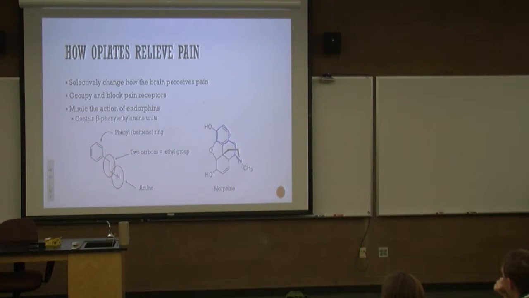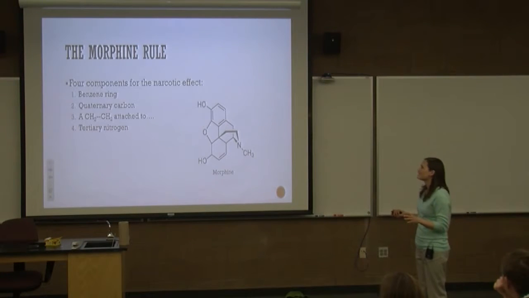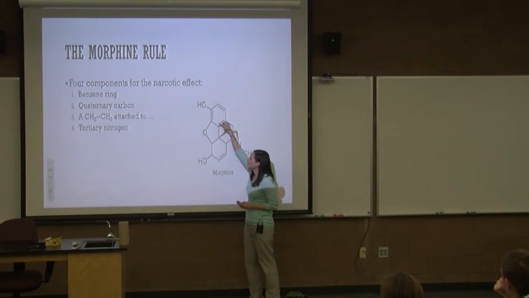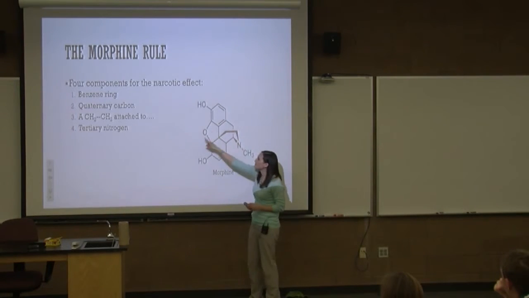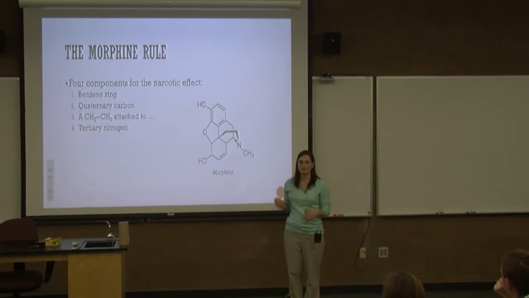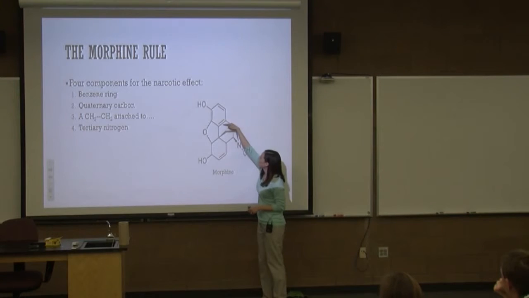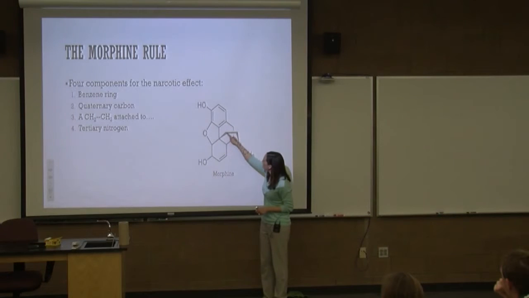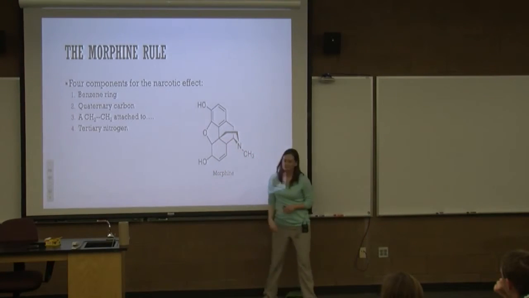But they think that there is even another place that they attribute the narcotic effect of morphine, and they call this the morphine rule. So there's 4 components that a molecule has to have to work as a narcotic. Benzene ring, which is the same as before. So here's our benzene ring right here, this ring, alternating bonds. But now, instead of just 2 carbons, we need a quaternary carbon. So that means we need a carbon attached to 4 other things. So instead of going down this way, we're going to go there. So there we have a carbon that goes to 4 other carbons.